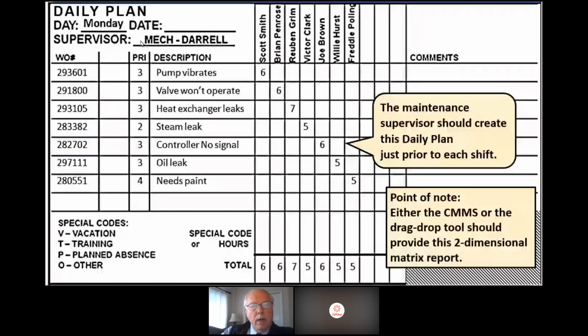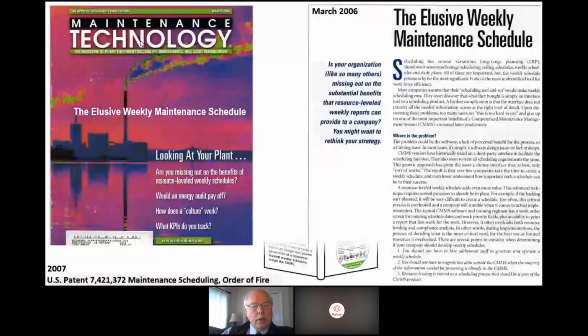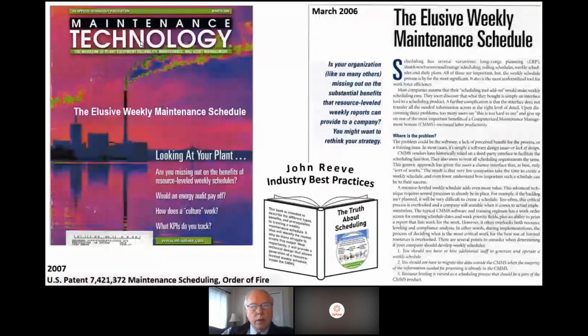This is, in my opinion, the best way to show a daily plan. So when the supervisor using a drag drop tool or whatever makes the daily plan, this is a great way to show it in a two-dimensional matrix. Hey, I did write an article on this back in 2006 titled The Elusive Weekly Maintenance Schedule. And I will have a book coming out shortly, The Truth About Scheduling.